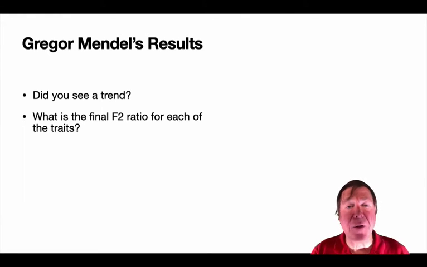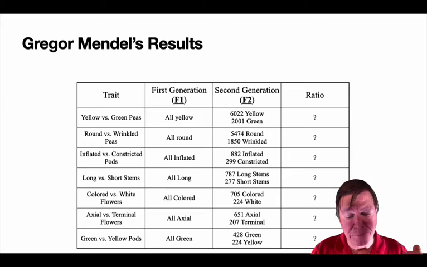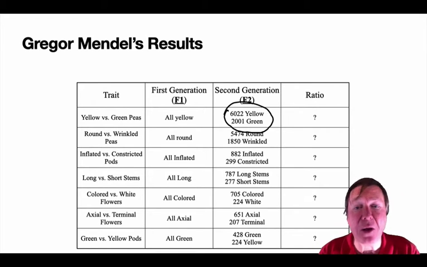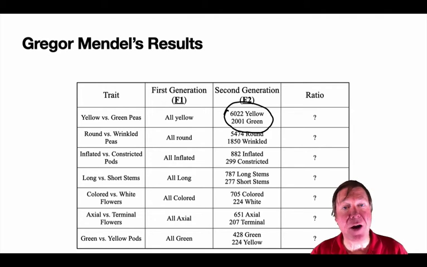Then I'm going to ask you about the ratio. The ratio is that final number. So we're looking here. What is the ratio of yellow to green? And finding the ratio is real simple. We're going to be doing this in class. Take the smallest number and divide it by both. Well, 2,000 divided by 2,000 is 1. 6,000 divided by 2,000 is 3. So it's like 3 to 1.